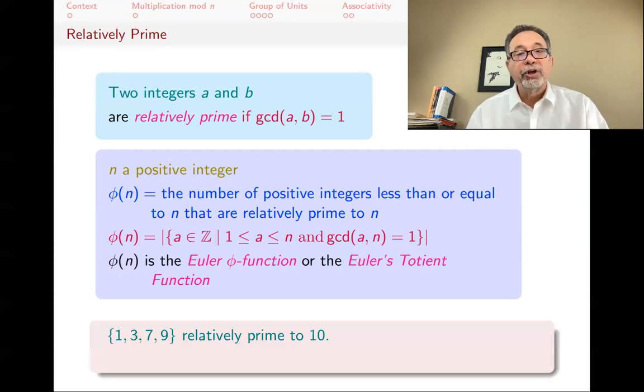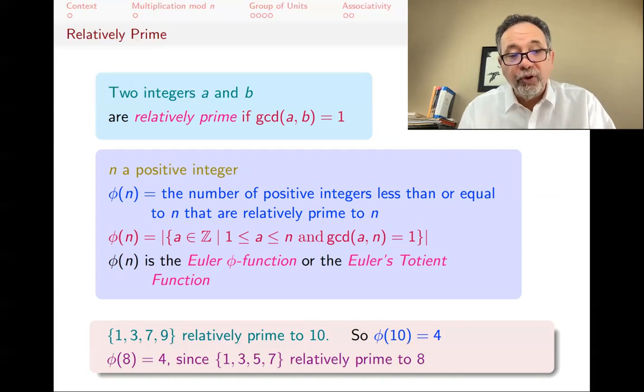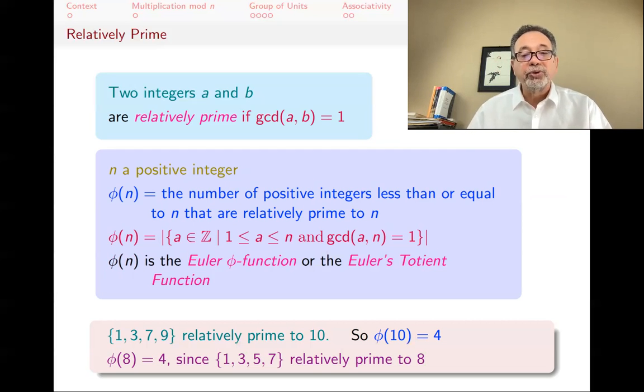For example, what are the numbers that are relatively prime to 10? 1, 3, 7, and 9. And so phi of 10 is 4. And by the way, we now notice that 1, 3, 7, and 9, those are exactly the units of Z mod 10Z. And phi of 8 is also 4 because 1, 3, 5, and 7 are the numbers that are relatively prime to 8.